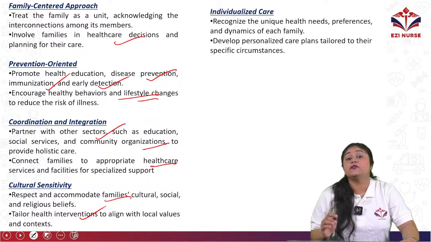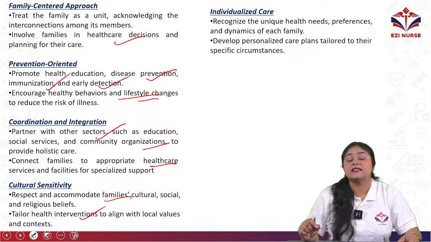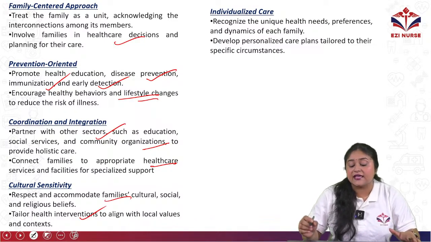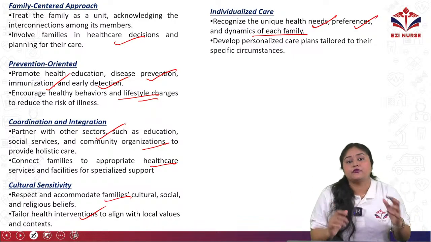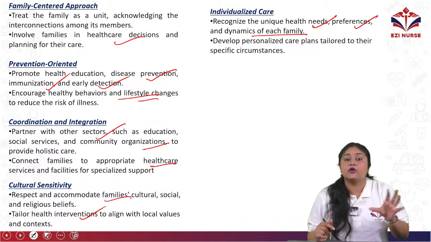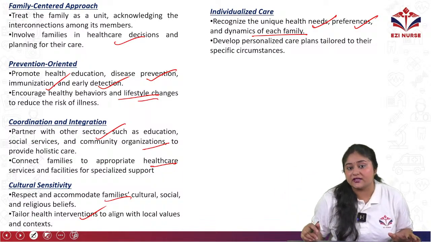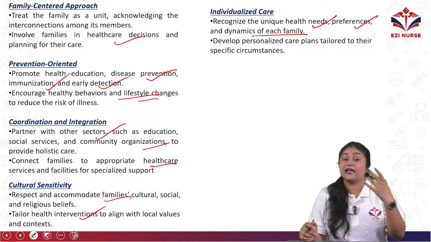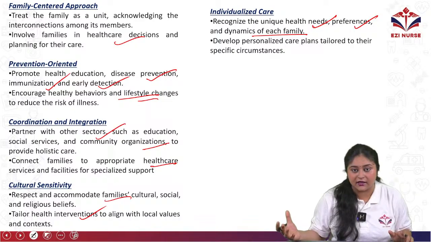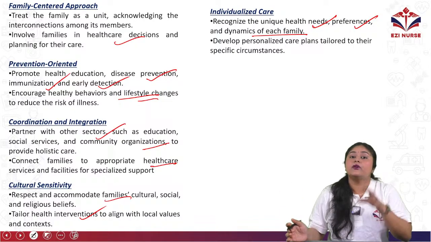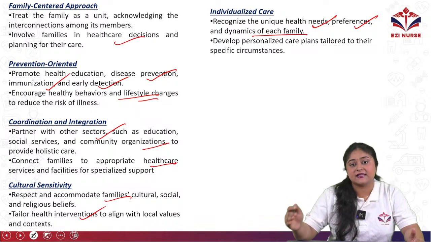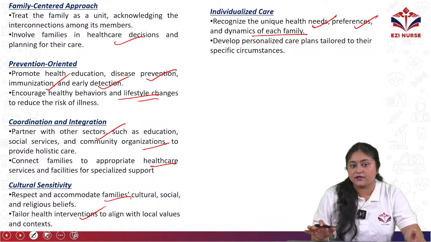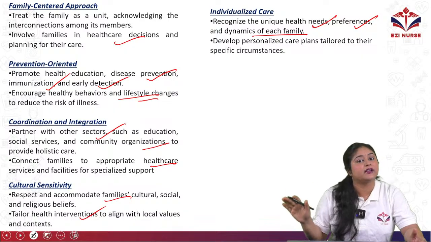Next one is individualized care. Individualized care is nothing but recognizing the unique health needs, preferences and dynamics of each and every family. Some families belong to the upper socioeconomic status, so based on this status they are demanding a little bit more. Based on their demands, we have to take proper responsibility from the PIC, CIC, maintaining all the rules and responsibilities, and based on that we have to provide the care.